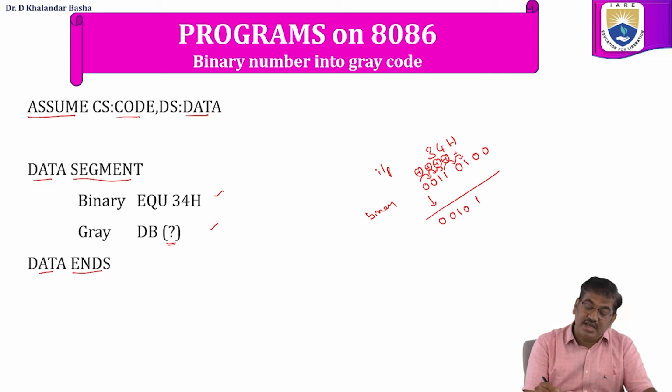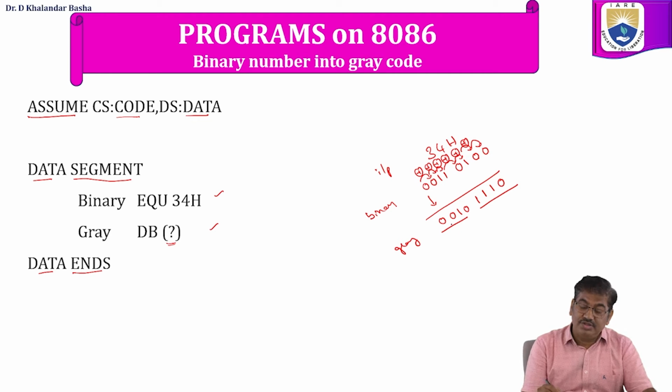Next, 0 XORed with 1, we get 1. 1 XORed with 0 generates the output 1. Next, 0 XORed with 0 is 0. So after converting the binary number into its gray code equivalent, the value we get is 00101110, which is the gray code.